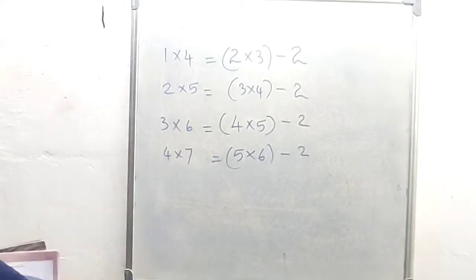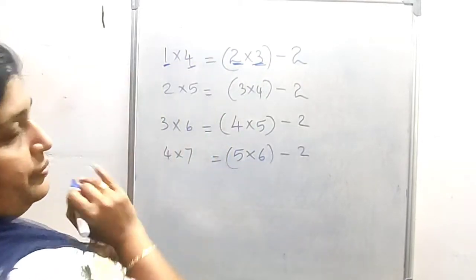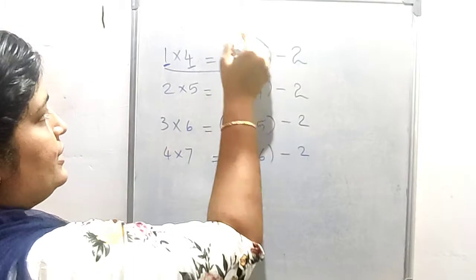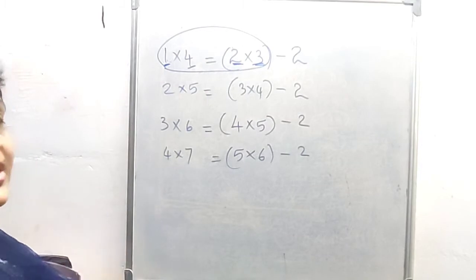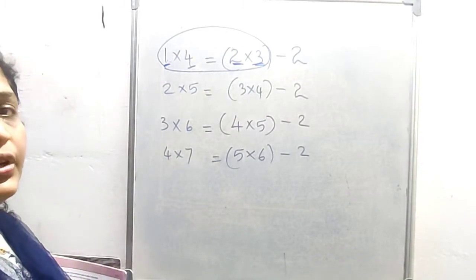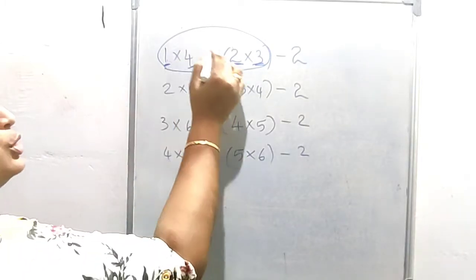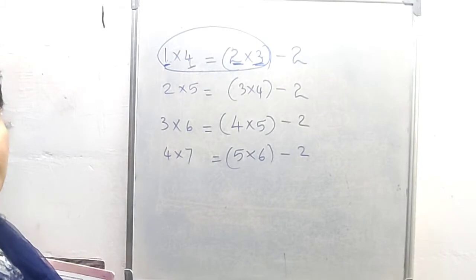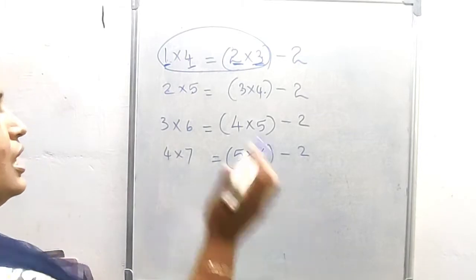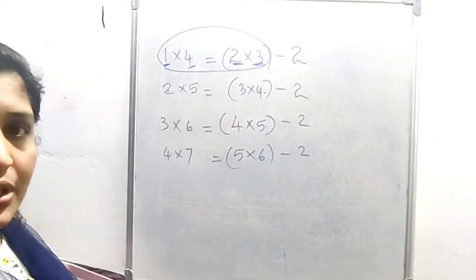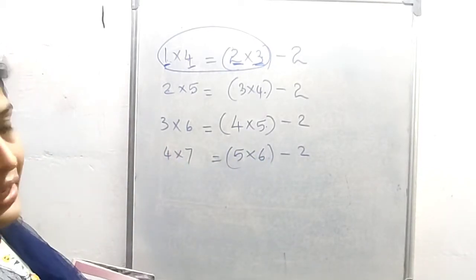See here, this 1, 2, 3 and 4. If we consider the products only, we can see continuous natural numbers, or consecutive natural numbers. Consecutive natural numbers means what? 1, 2, 3, 4 are consecutive natural numbers. Similarly, 2, 3, 4, 5 are consecutive natural numbers. 3, 4, 5, 6 are consecutive natural numbers. Similarly, 4, 5, 6, 7 are also consecutive natural numbers.